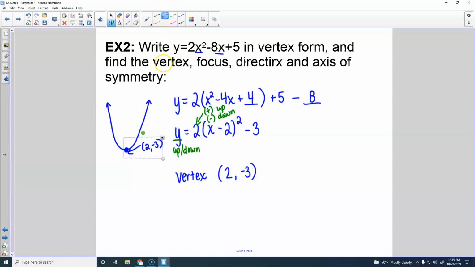Our focus is going to be on the inside of the parabola. Our directrix is going to be on the outside of the parabola. So for our focus and our directrix, we need that p value, which is 1 over 4 times a. What is the a for this one? 2. So we get the same thing we had on the last one, that 0.125. You'll get different numbers; I chose two problems that were similar in that aspect.